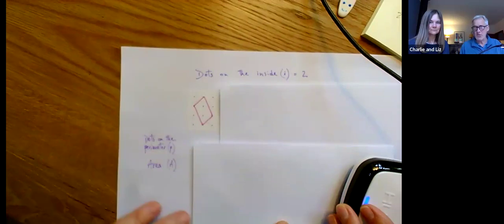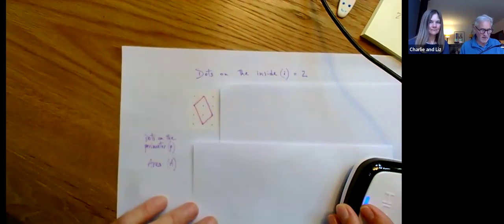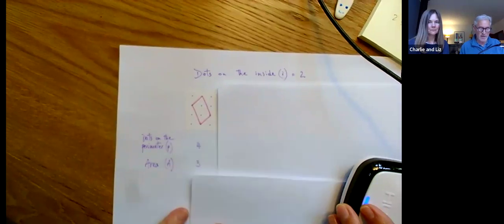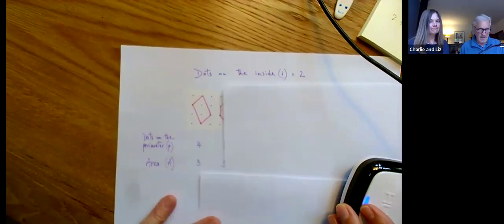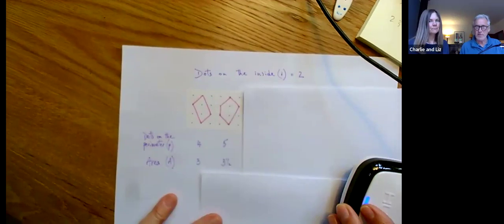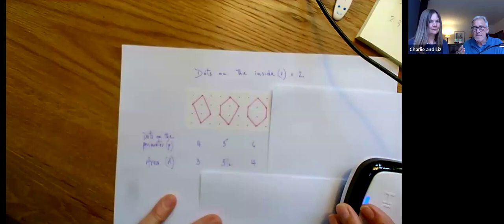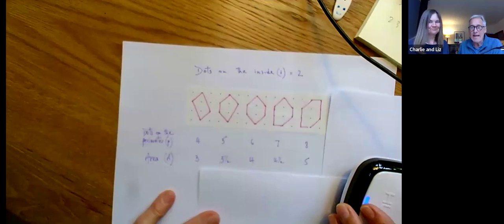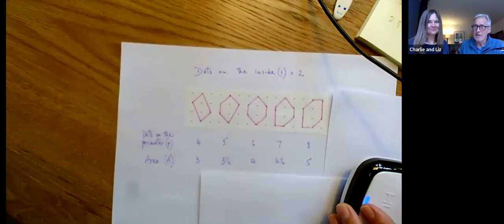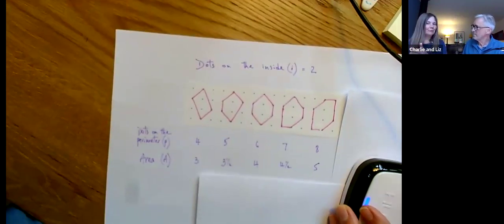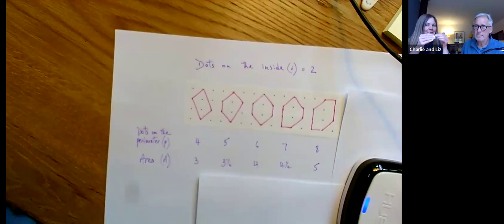So my first shape just had 4 dots on the perimeter and an area of 3. And then I drew a shape with 5 dots on the perimeter and a shape with 6 dots on the perimeter and carried on. And here, the area increased by a half each time. Lovely. And that's so apparent, isn't it, when you do it in that systematic way? Yeah, it leaps out at you.